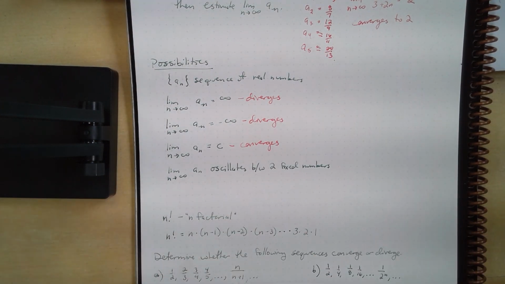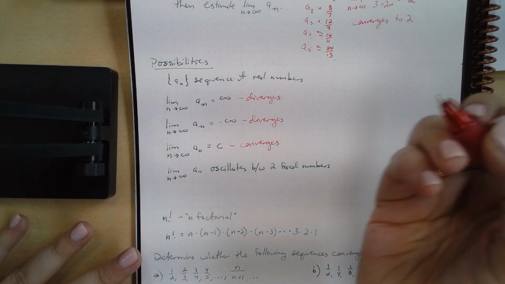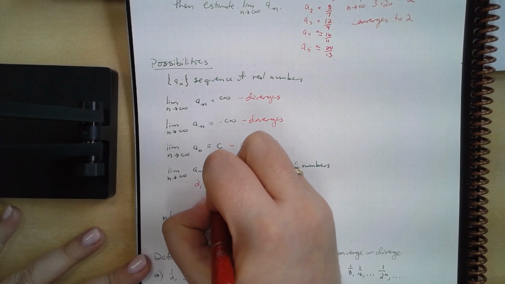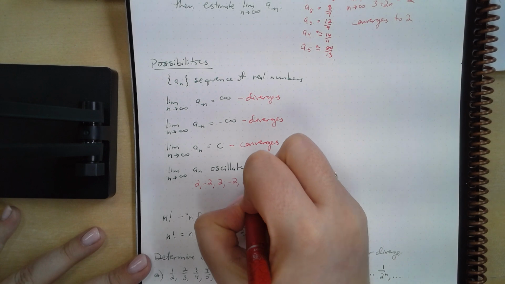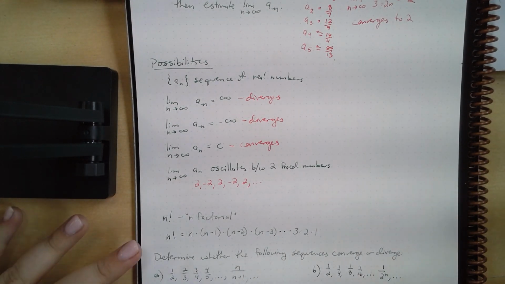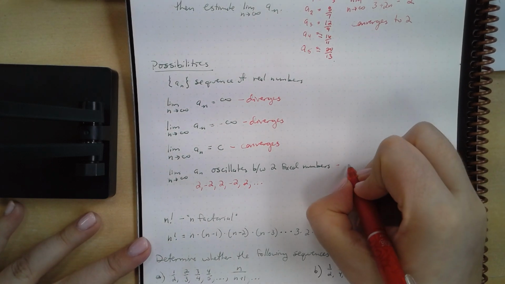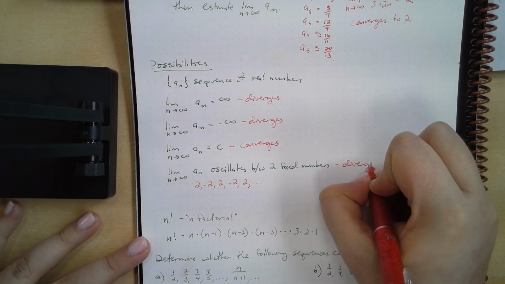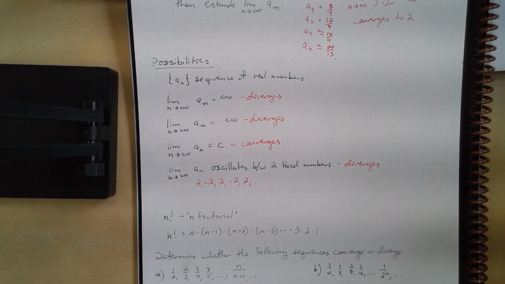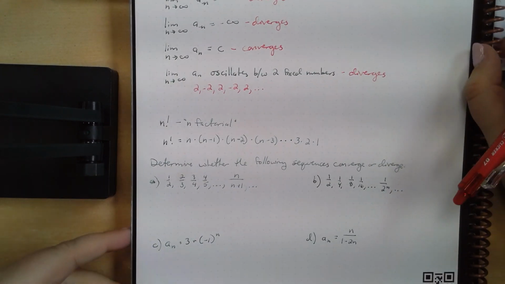Or it could oscillate between two fixed numbers, right? So let's say you ended up having a sequence that was something like 2, negative 2, 2, negative 2, 2, negative 2, on and on and on. Well, that's just bouncing up and down, up and down. That's oscillating, and when it oscillates, it diverges. It never converges, okay?